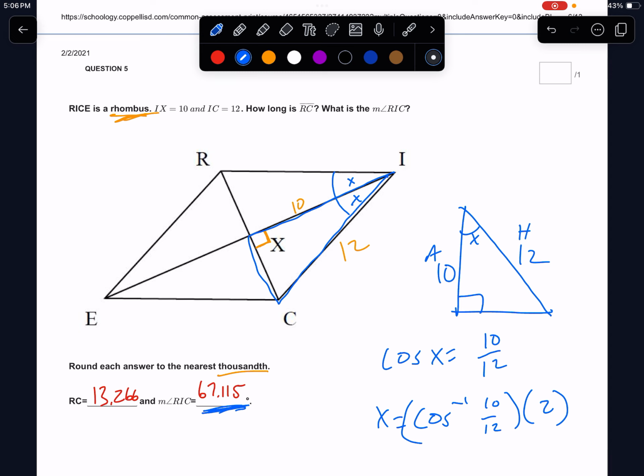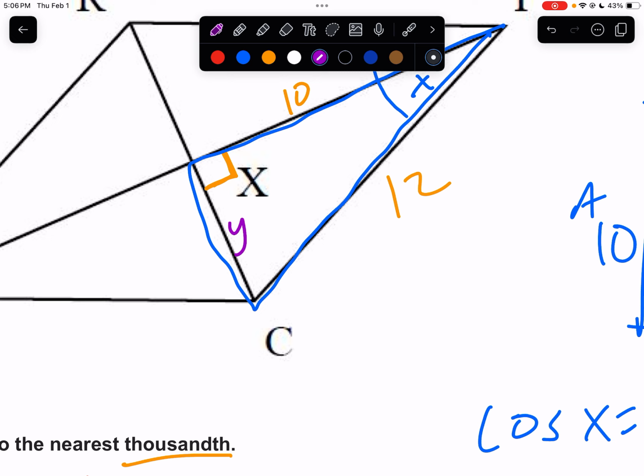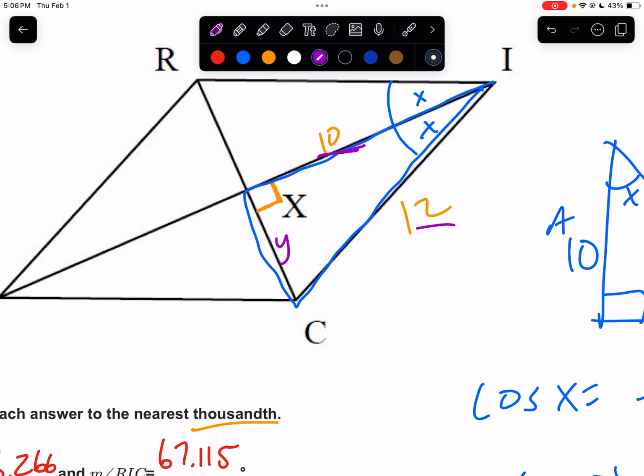How long is RC? I'm going to call this side y. I know 2 sides. I can actually just do Pythagorean theorem.